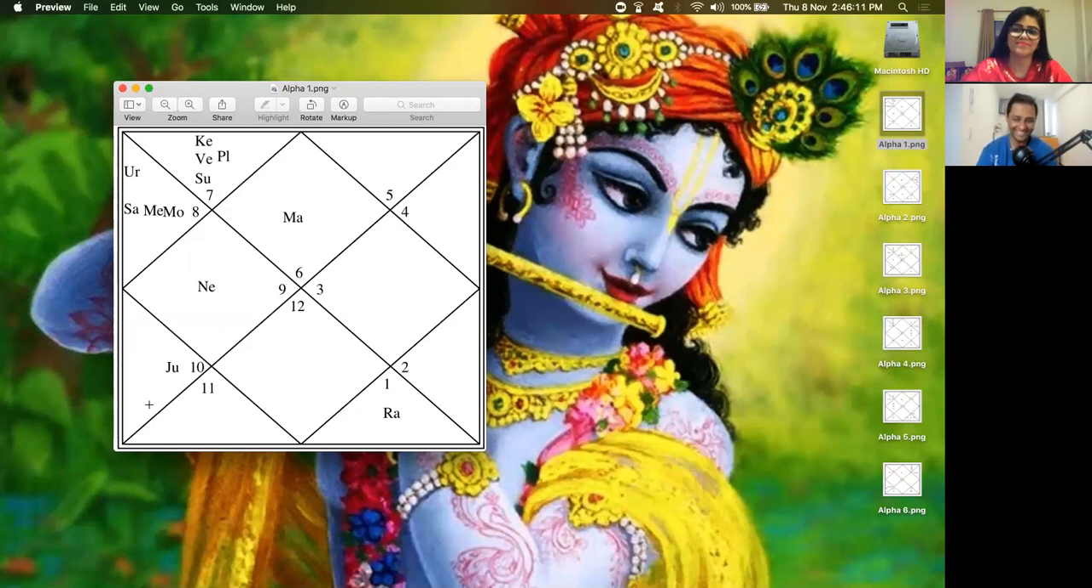Why? You could have had so many other better options, you see. So that is being done by the debility of the 7th lord. But when I see this chart, I said that very good, you have done this, because that's the way your karma is arranged, that there has to be some kind of a compromise when you go for marriage.